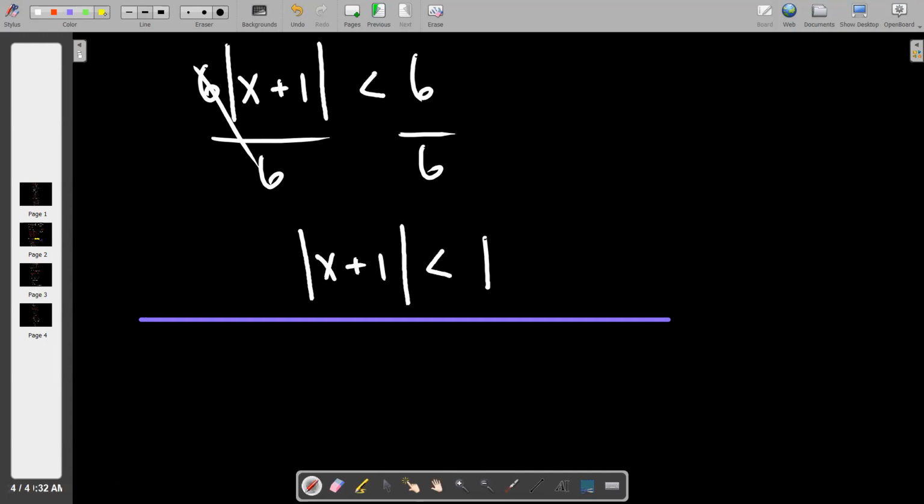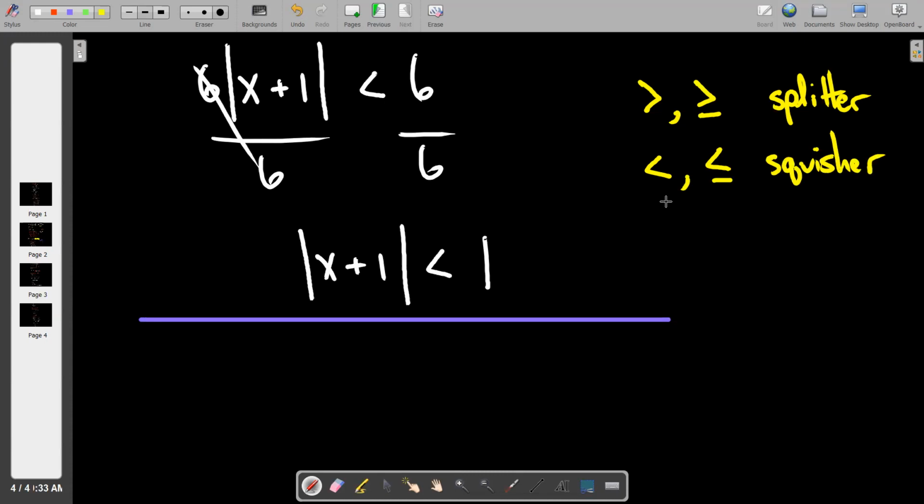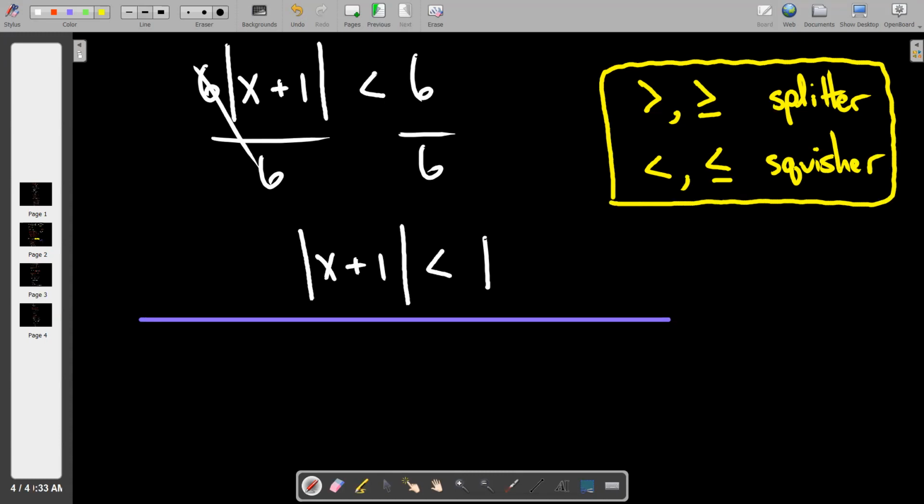And if you've made it this far into the lesson and haven't gotten this memo, let me summarize this for you, and you can write this down. If it's a greater than, or if it's a greater than or equal to, that's a splitter. And if it's a less than, or if it's a less than or equal to, that's a squisher. I realize there have been instances in my career where I've taught this entire lesson and people have walked away from the whole lesson not understanding that yellow box. You got to make that call. Is it split or does it squish? So this one squishes. Here we go.